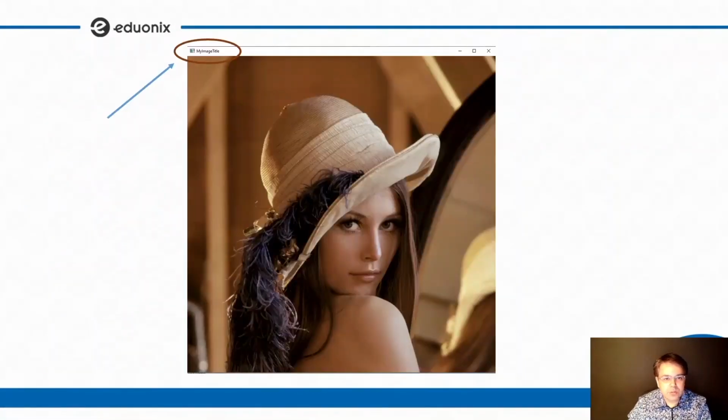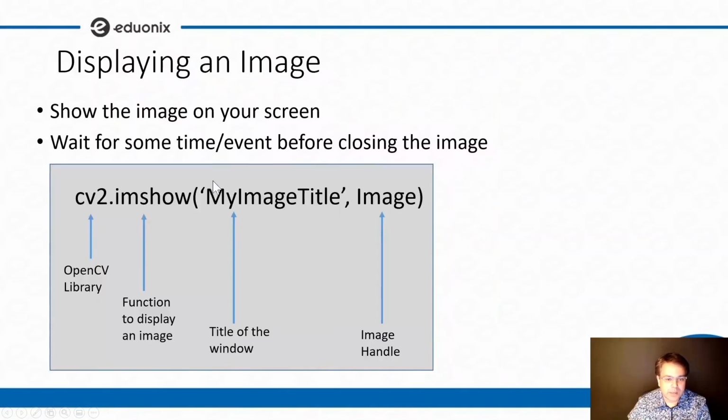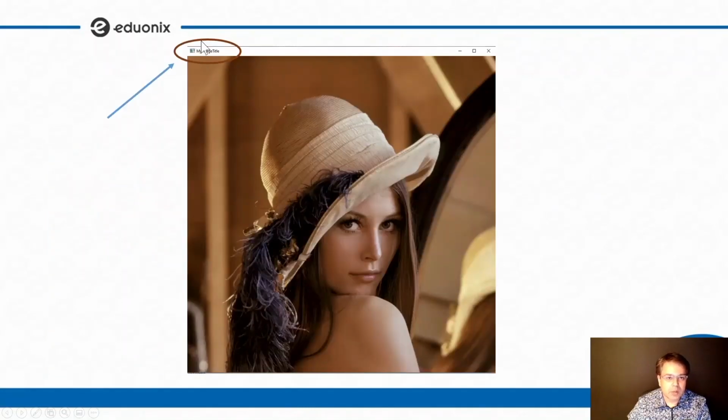How does the title show? There is an example here. I'm trying to show the Lena picture, and at the top you can see it says my image title, and that's basically what you enter here in the imshow that shows up at the top corner as well.